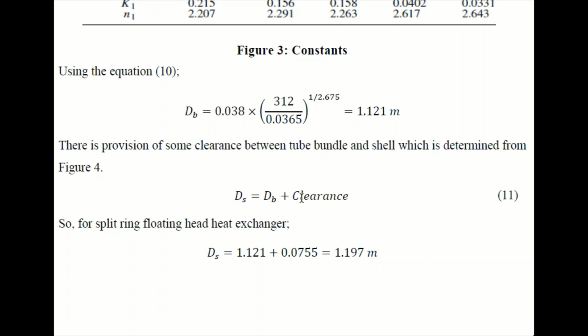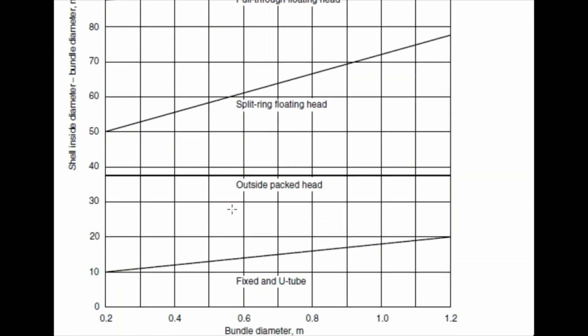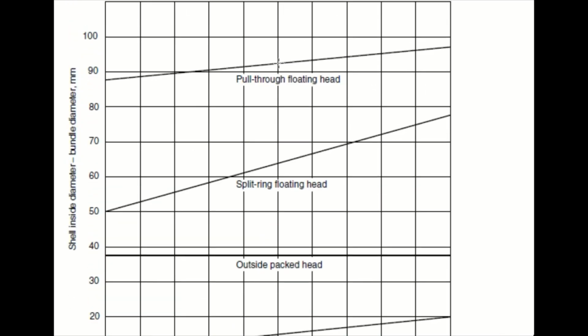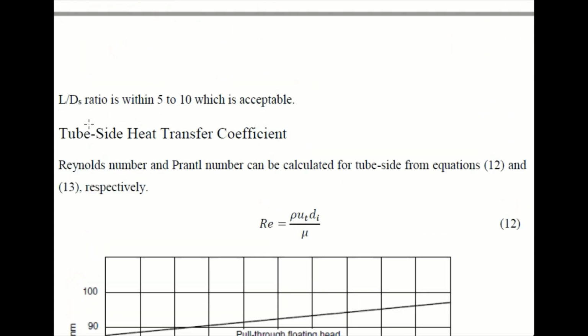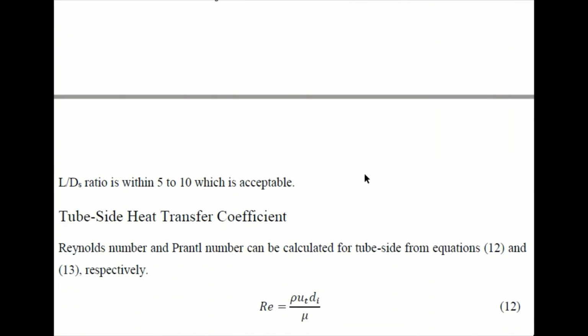1.121 meter. Then we need to specify the clearance between the bundle diameter and shell diameter. So based on the type of heat exchanger, we can calculate the clearance from here. Like if bundle diameter we previously determined, based on the different types of heat exchanger, we can calculate the clearance. So after adding the clearance to the bundle diameter, we can calculate the shell diameter, which comes out to be 1.197 meter. Then there is another check, the length over shell diameter ratio should be between 5 to 10. So it is acceptable in this case.